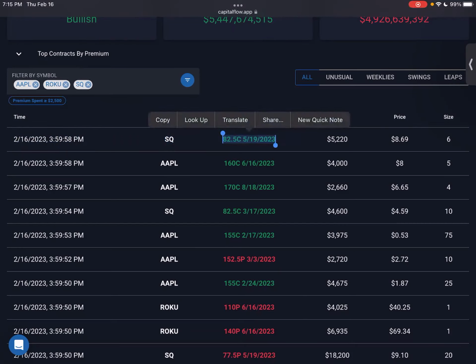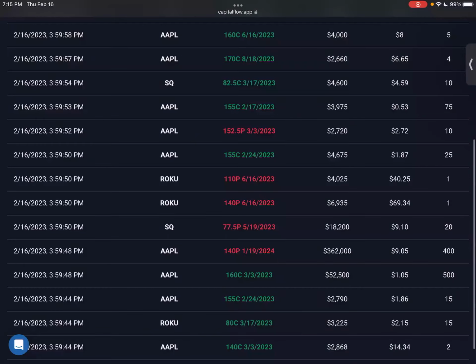82.5 calls, expire 5/19/2023. The premium is how much money went into that specific contract. The price is what the price of those contracts were when they were purchased. Size is how many contracts were bought.